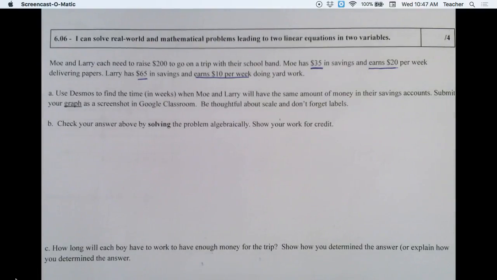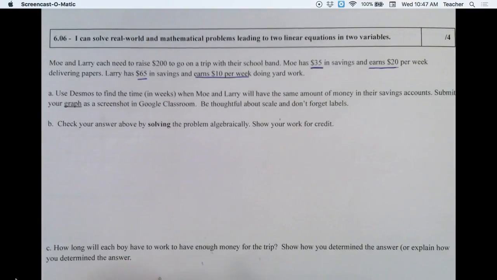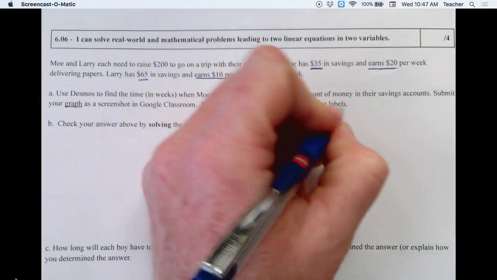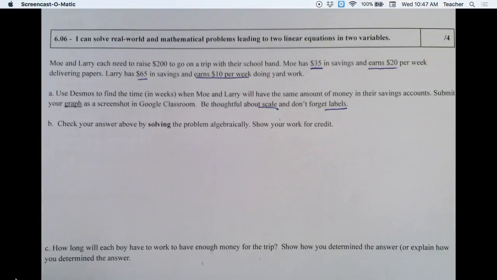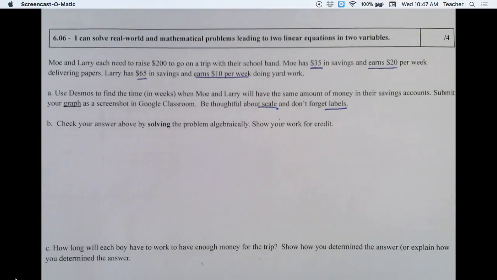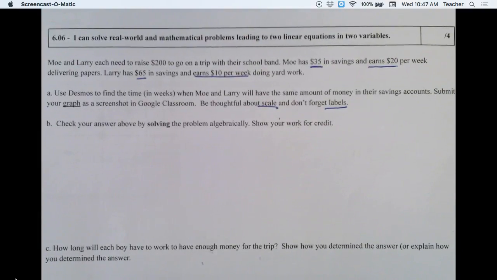Use Desmos to find the time in weeks when Mo and Larry will have the same amount of money in their savings account. Submit your graph as a screenshot in Google Classroom. Be thoughtful about scale and don't forget your labels. First, we need to come up with the equations that we're going to put into Desmos.